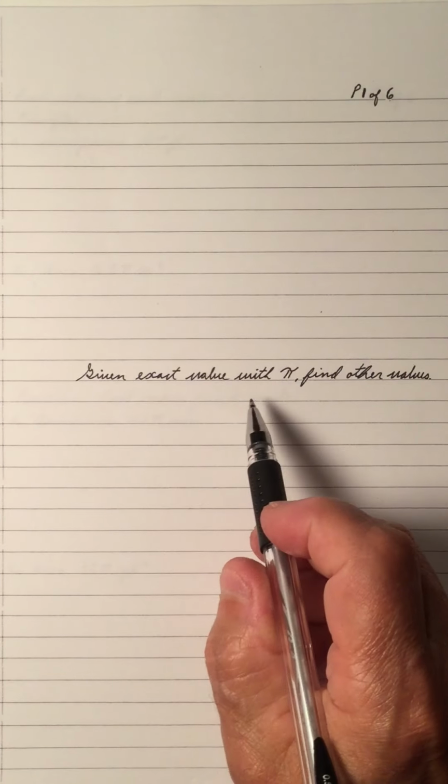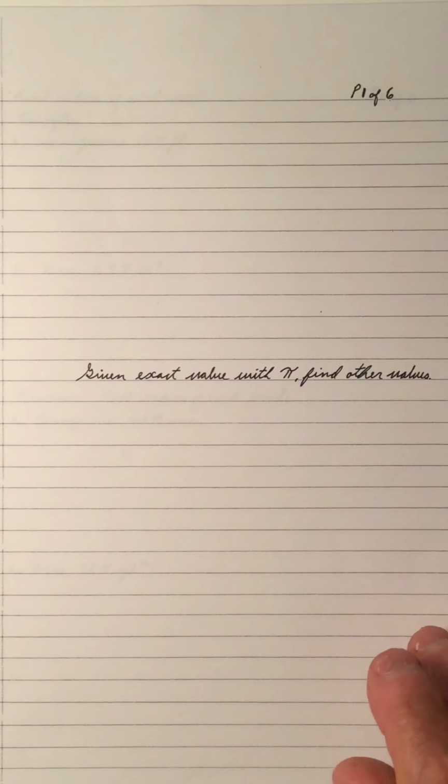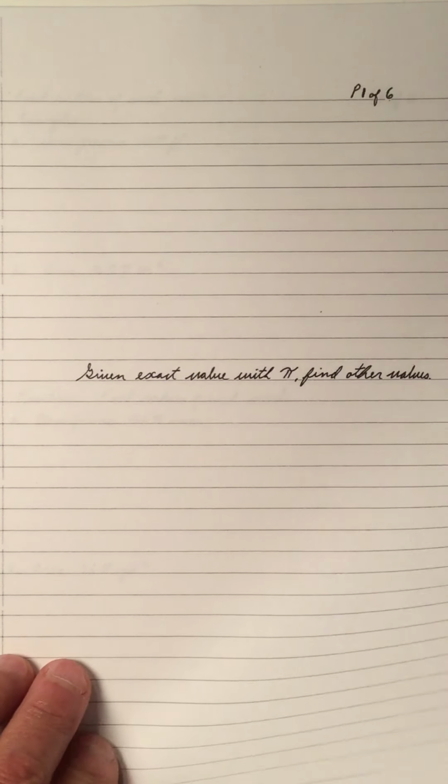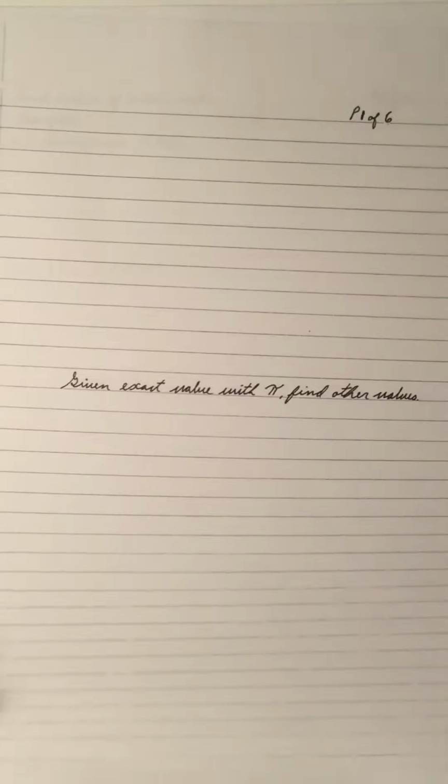Given the exact value with pi, find the other values. So this is reversing the previous video that I did, working the other way. Find the radius of each circle.